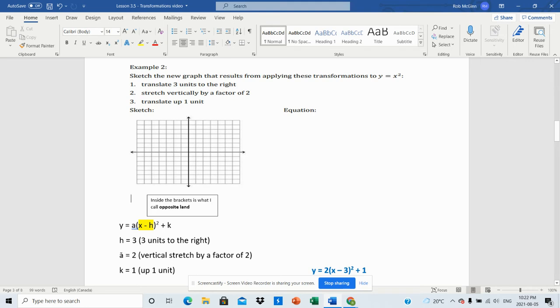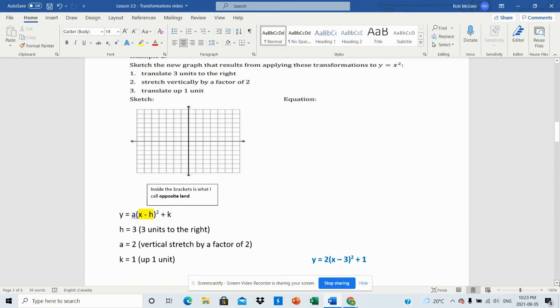Well, we're stretching vertically by a factor of 2, which means A is going to be 2. That's our vertical stretch by a factor of 2. And we translate up 1 unit, so K is going to be positive 1. So now we can use all this information and we can figure out what our equation is. So we're going to have y equals, instead of a, we'll have 2. And then it's x minus our h value of 3 squared. And in this case, it's going to be plus 1 for k.